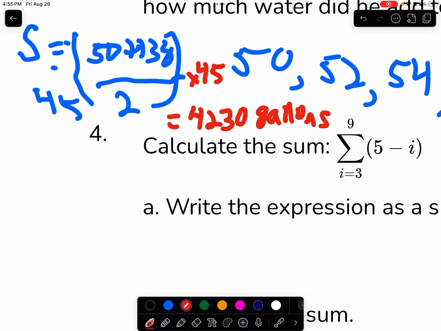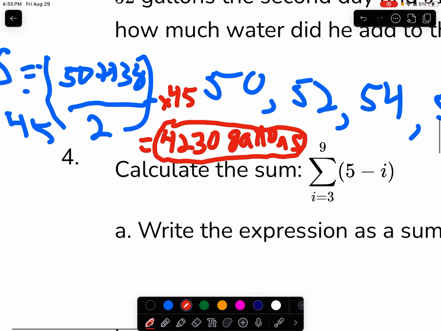Notice I'm adding the units. All right. Add units if they give you units. That's how much water he added over the course of the 45 days.